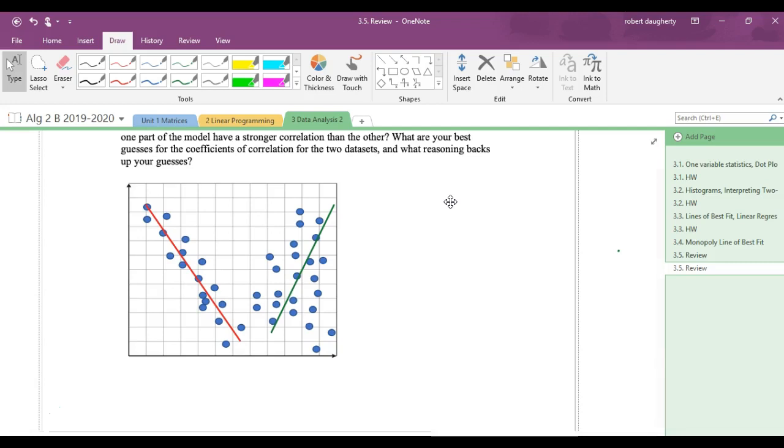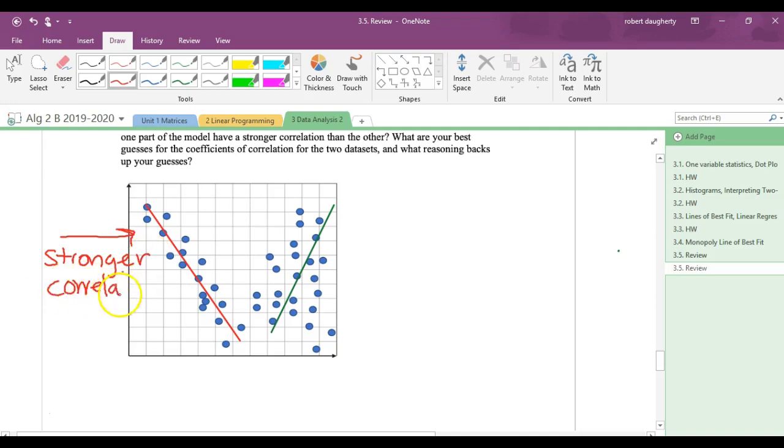So does one have a stronger correlation? You can look at this and tell that right here is a stronger correlation. You can just tell by looking that the line models the data better than what you see over here. On this side of the data set, this is a weaker correlation.